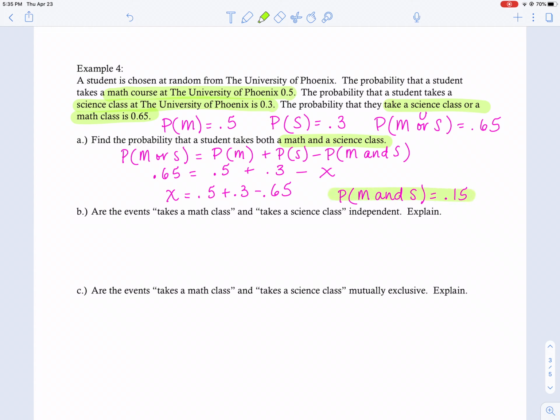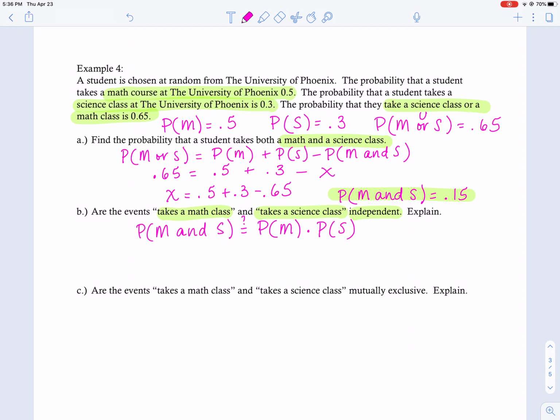Okay? Again, you could use the X, you could use the probability of math and science, whatever you want to do. You could use the symbol, you could use the words. Okay, so the events takes a math class, takes a science class. Are they independent? Explain. Okay, so we have to test for independence. Using what we just found in part A, we could figure out, is the probability of math and science equal, question mark, to the probability of math times the probability of science.